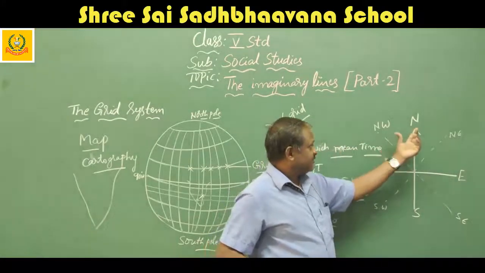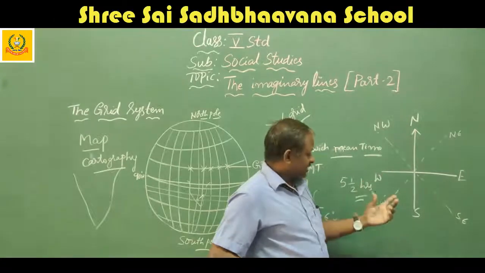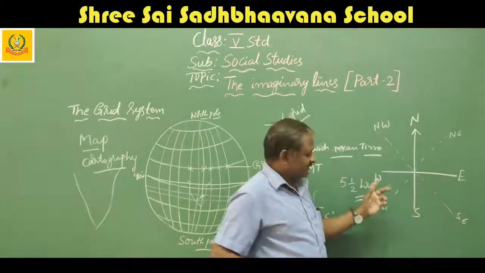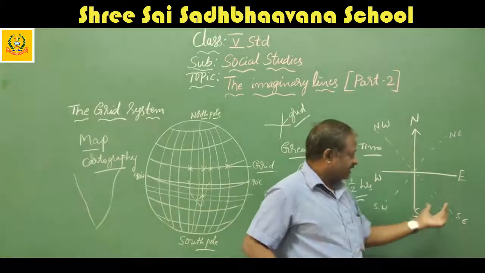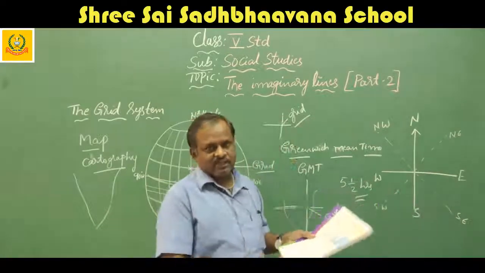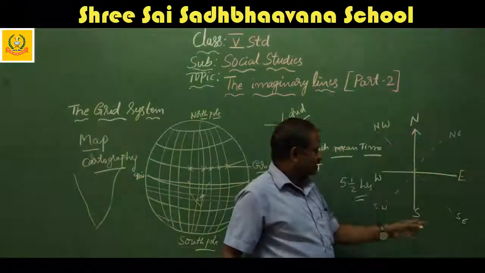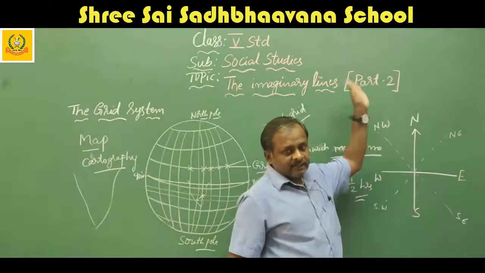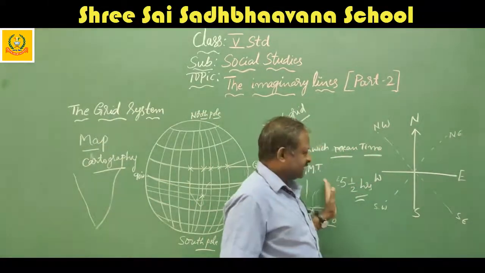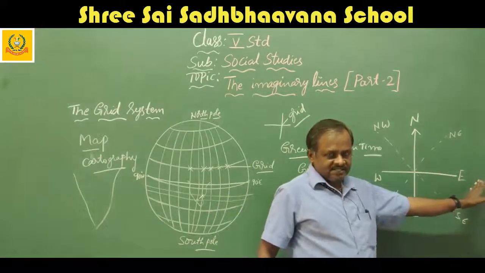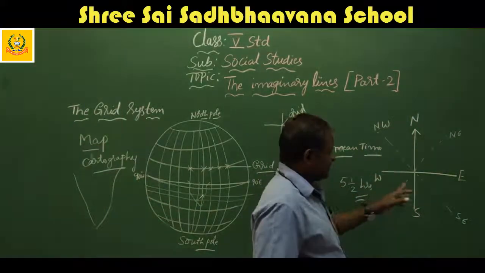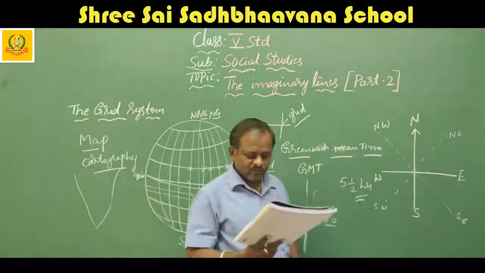Here northwest lies between north and west. Southwest lies between south and west. Southeast lies between south and east. Those lines they have given here. I hope you understand what are the north, south, west, east on the map. The top portion is north, the bottom portion is south. When you stand opposite to the map, left side is west, right side is east.